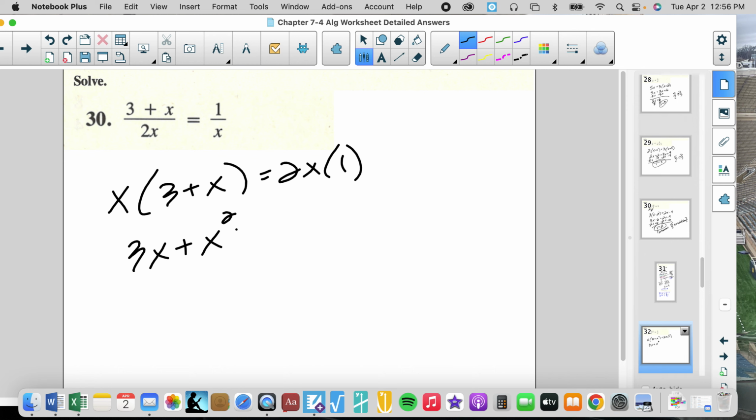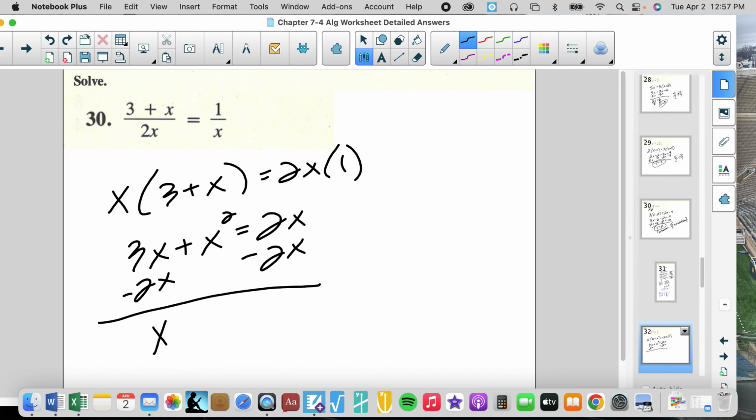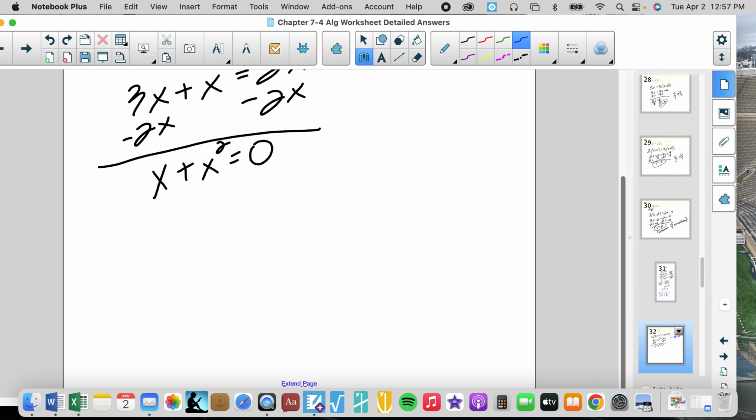3x plus x squared equals 2x. We're going to move, oh, this is a good one also. So we get this, and we get x plus x squared equals 0. Remember, I'm setting it equal to 0. And now, I'm going to rewrite it in standard form. Standard form. So that gives me x squared plus x equals 0.